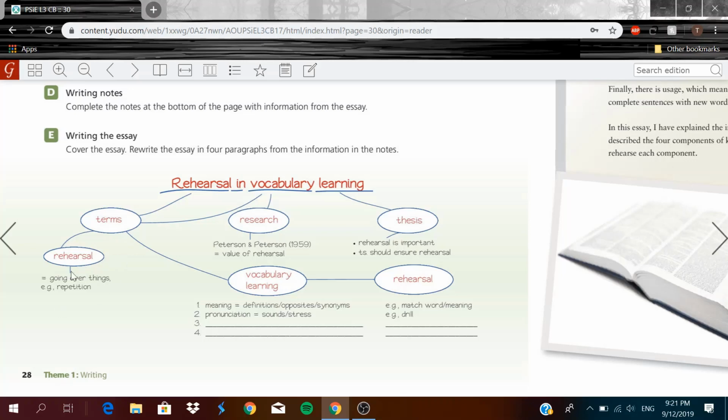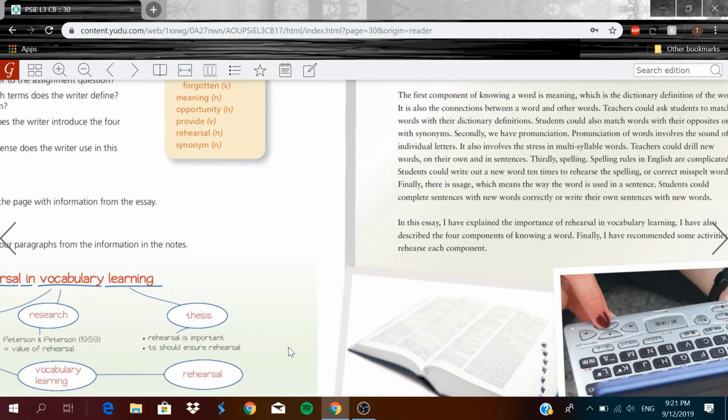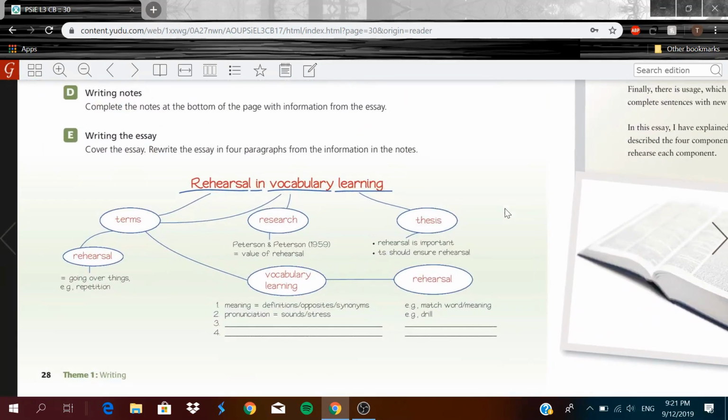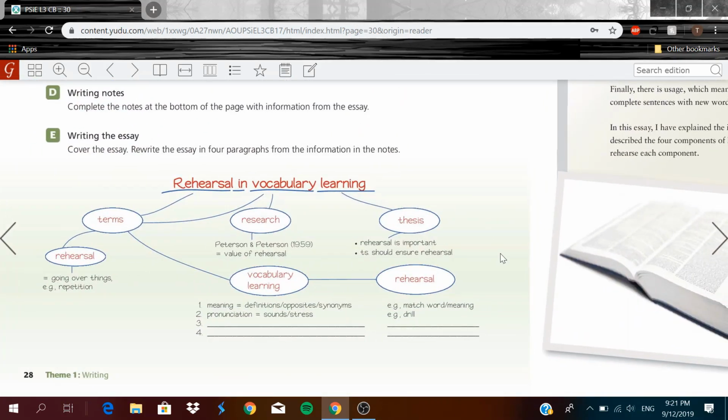So yeah, these are all correct. And then we have research, Peterson 1959 equals value of rehearsal. Again, correct. Then we have vocab learning. So 1 was meaning, first component was meaning and its definitions, opposites, and synonyms. 2 was pronunciation, so sounds and the stress on certain words. And 3, what do you guys think? I think it was, oh yeah, it was spelling. Okay, so we can write down spelling.